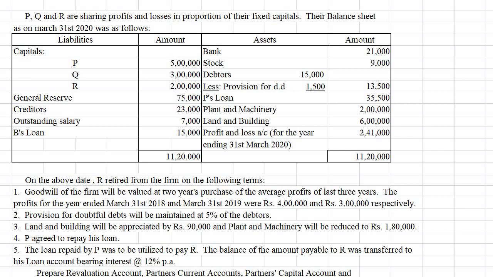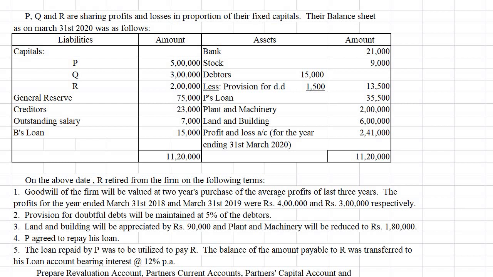That means the provision is decreasing, it is decreased to its half. Then land and building will be appreciated by 90,000. There is an increase in land and building by 90,000 rupees. And plant and machinery will be revalued to 1,80,000. Plant and machinery we have 2 lakh, that is revalued to 1,80,000, which means it is decreased by 20,000.